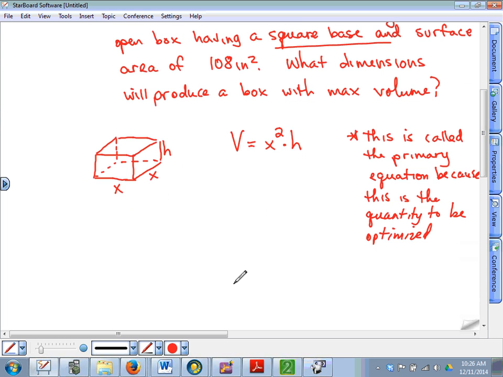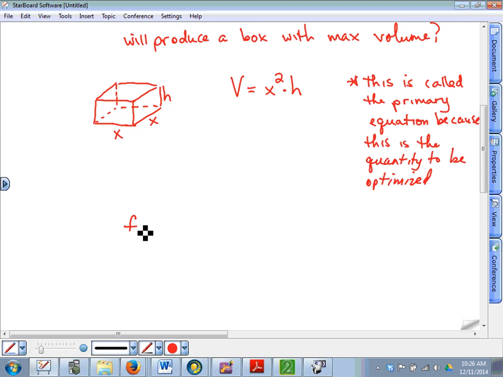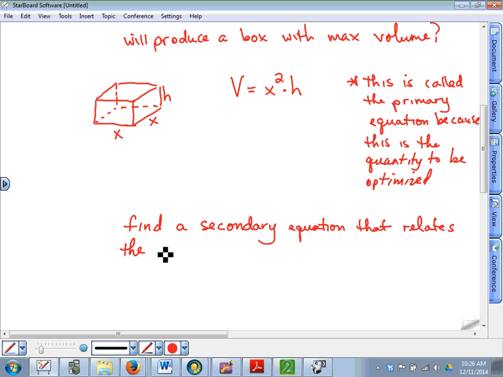Okay. The problem is, you guys listening carefully? It's kind of a big problem. We can't use calculus to maximize this yet because we have a function with 2 unknowns. We have x squared, which we don't know, and we have h, which we don't know. You can't deal with a function if it has 2 unknowns. I know you've done stuff like this before, tons. What we need is to find a secondary equation that relates the variables in a different way.